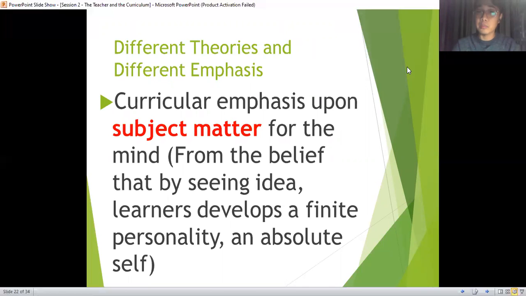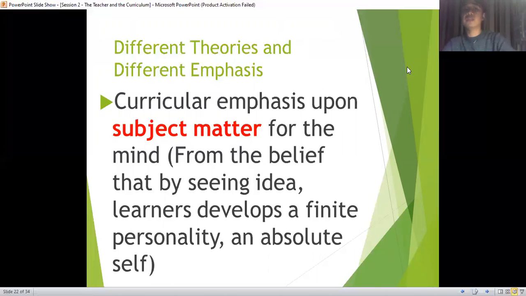You stress on the subject matter because you believe that when they see the subject matter, when they understand the subject matter, when they gain comprehension on the topic, then it changes something in their mind, into their personality. And you believe that if they are able to gain an understanding of this topic, they will be able to reach their absolute self, that they will realize who they are. Okay? That's number one, curricular emphasis.